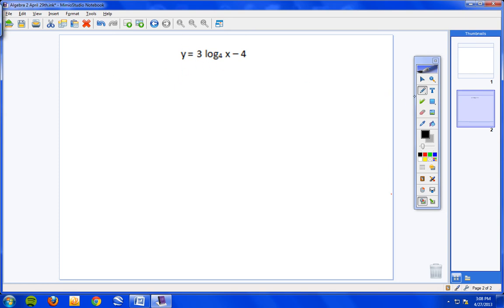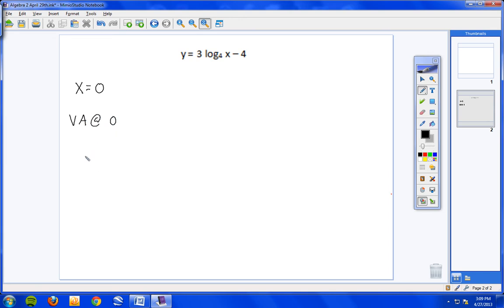This is review from Friday. Step one was find the vertical asymptote. Now, first of all, the argument for the logarithm would be x minus 4 if there were parentheses around the x minus 4. There's not, so the argument is just x. So step one in Friday's notes said find the vertical asymptote by setting the argument equal to 0 and solving. So we take the argument, we set it equal to 0, and we solve. Well, there's no solving to do. x equals 0, so your vertical asymptote is at 0.